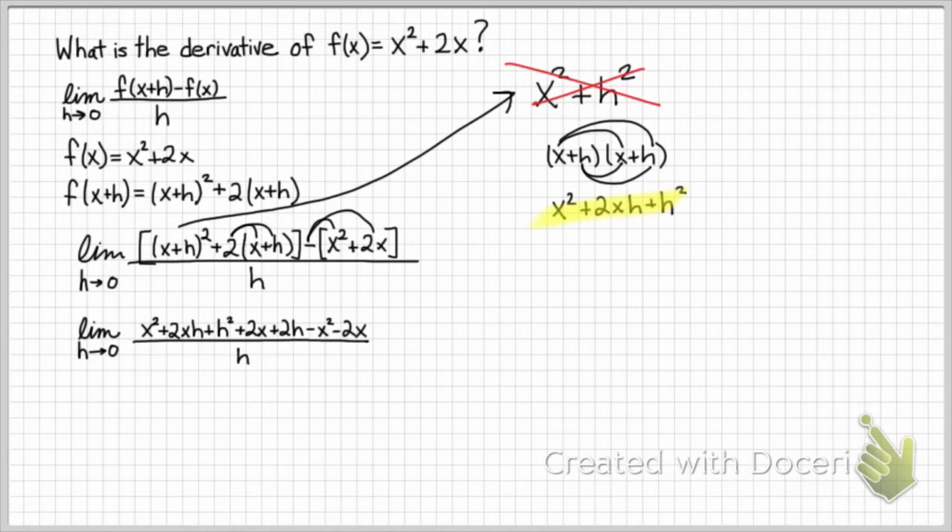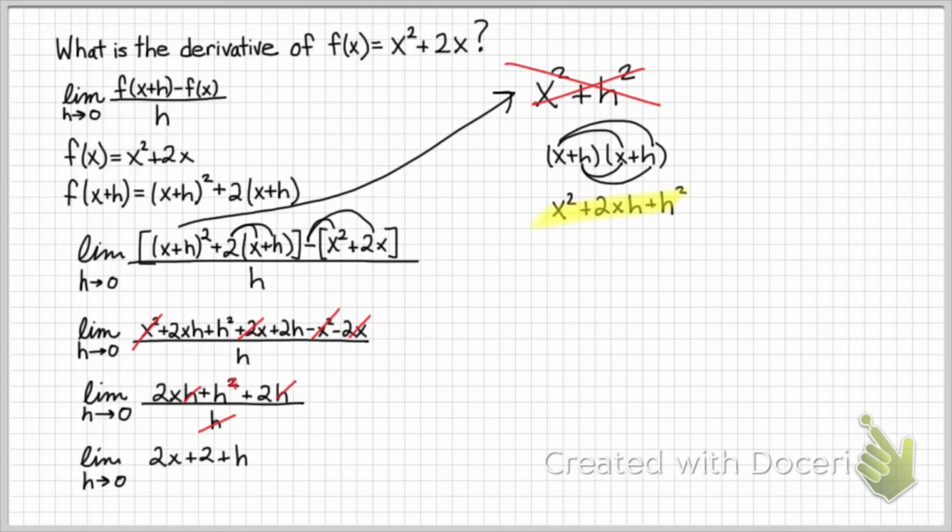What we're going to do right now is we're going to cancel out some of the like terms. So you'll see an x squared and an x squared and a 2x and a negative 2x cancel each other out. And we end up with the limit as h approaches 0 of 2xh plus h squared plus 2h all over h. So what you'll notice is they all have an h in common there, so we could effectively factor out the h and cancel them out. We're just going to cancel them from each of the terms, and we end up with 2x plus 2 plus h. So just a little bit of reordering there.